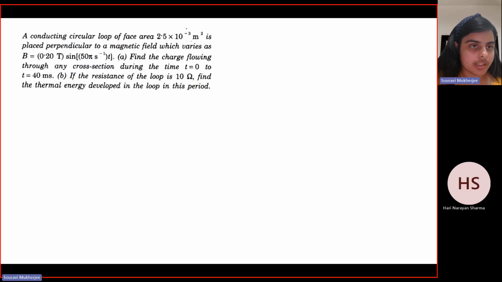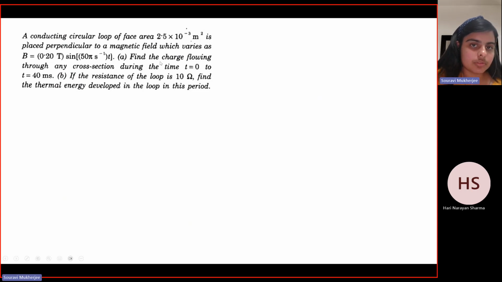Now this is another question which says that you have a conducting circular loop with the area given. The magnetic field is changing with time, and this is how it's changing. We have to find the charge flowing through any cross section during the time t equal to 0 to t equal to 40 milliseconds. So this is the first point.